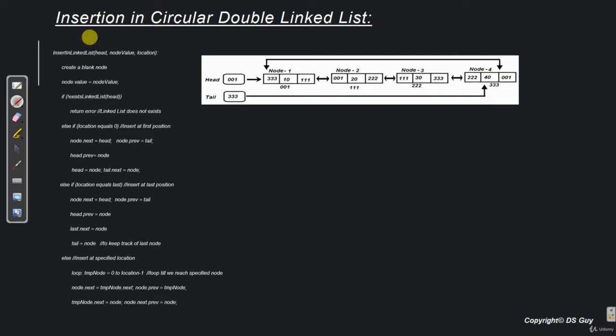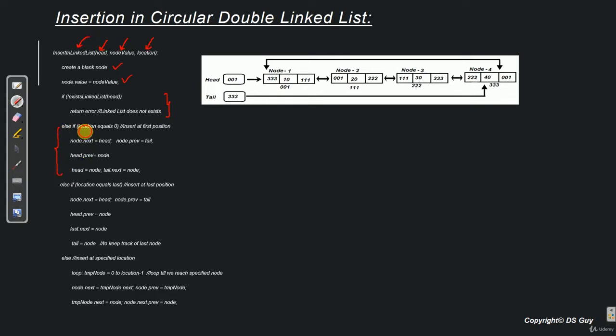So the name of the method is insertInLinkedList. It takes the head reference, the value to be inserted in the node, and the location at which the node needs to be inserted. Then we create a blank node and we insert a value in that node. Then we check if the linked list exists or not. If it does not exist, we return an error saying the linked list does not exist. Else, we go to this else if block.